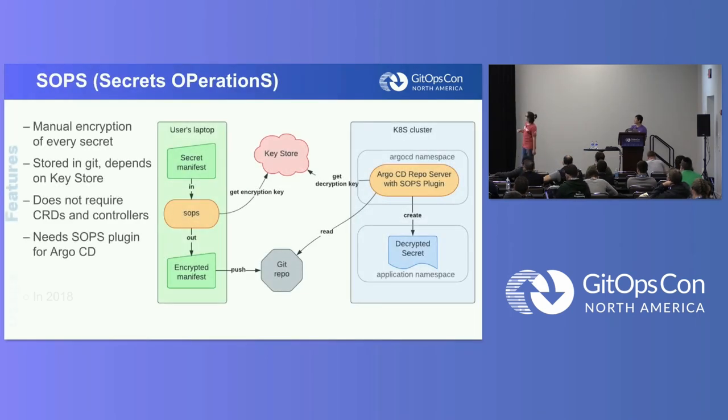So SOPS, Secrets OPerationS, is kind of a combination of the two previous tools. You encrypt secrets with a command line tool, and you decrypt secrets with the Argo CD plugin. So it has weaknesses from both previous tools. It kind of solves the chicken and egg problem with a key store. And key stores are different from secrets managers, so let's not confuse them with each other. Key store is not the same as secret manager, unless it's Azure. In Azure, it's the same, but in other providers, it's not the same.